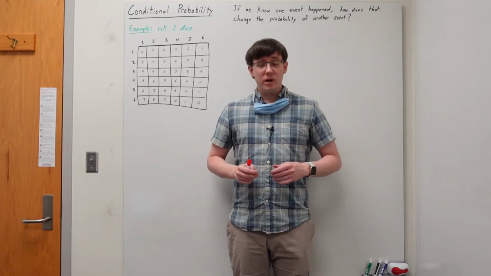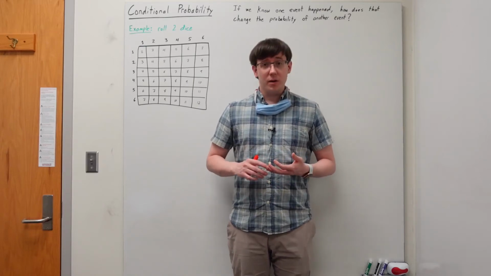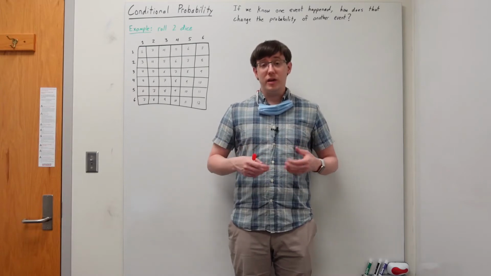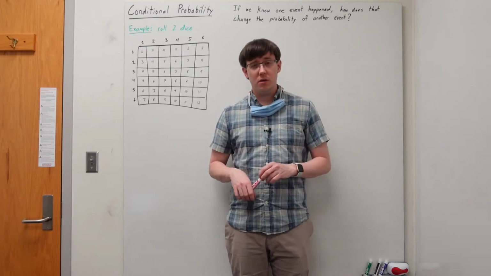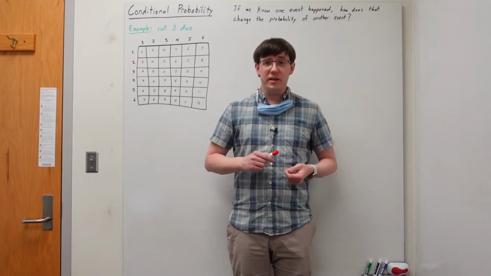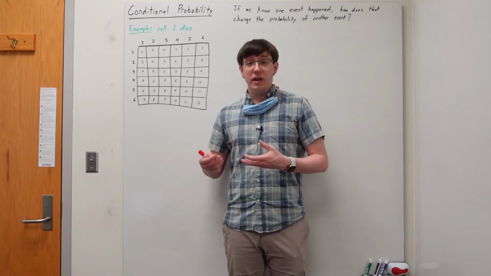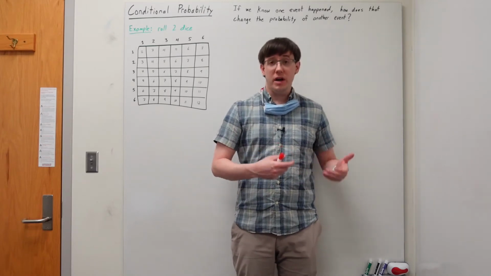In the last lecture, we defined sample spaces, outcomes, and events, and started reasoning about how to calculate the probability of different events. In this lecture, we'll expand on those ideas by thinking about how knowledge of one event influences the probability of another event.